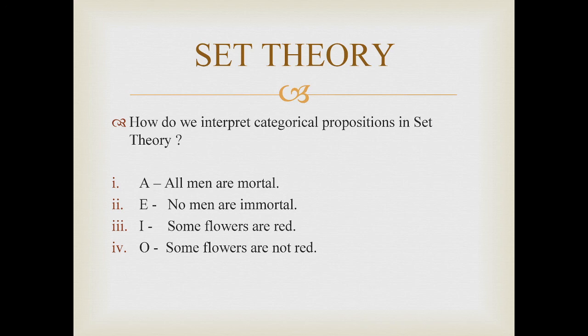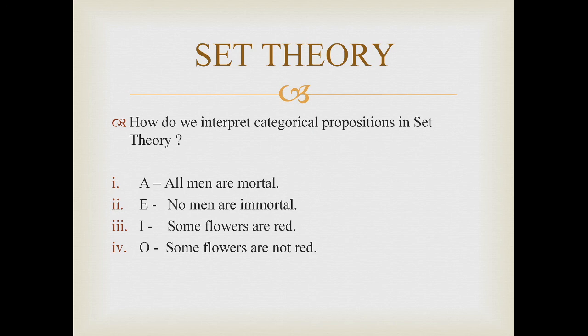The E proposition's explanation is of this kind: no men are immortal. Nothing is both men and mortal at the same time. Men who are mortal, that is not happening. Therefore, men intersection immortal is equal to 0.